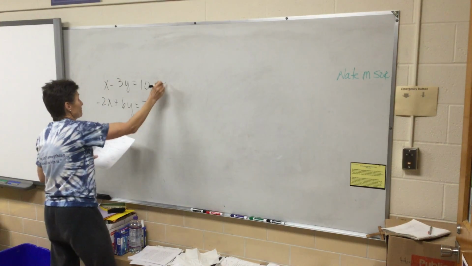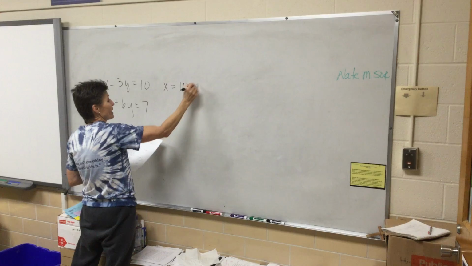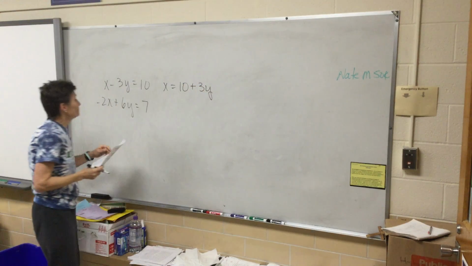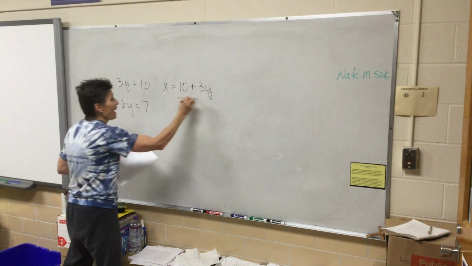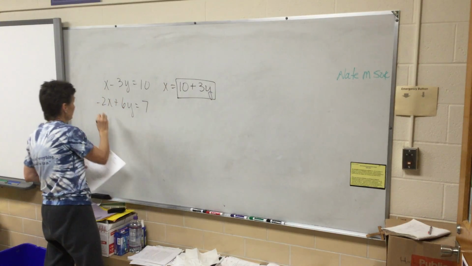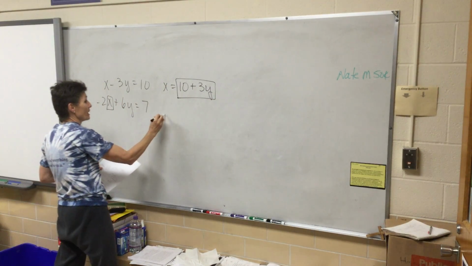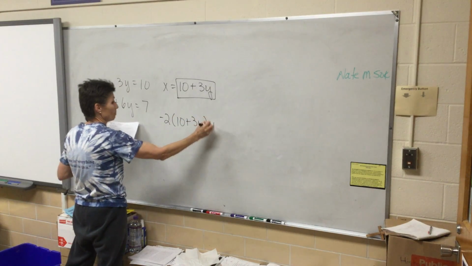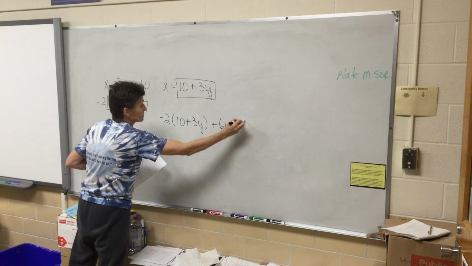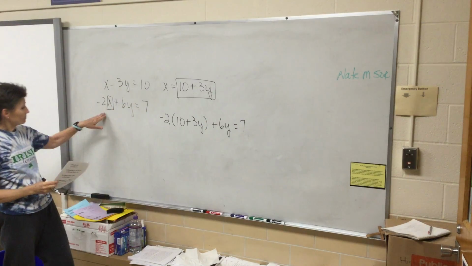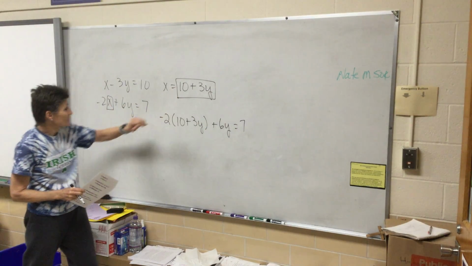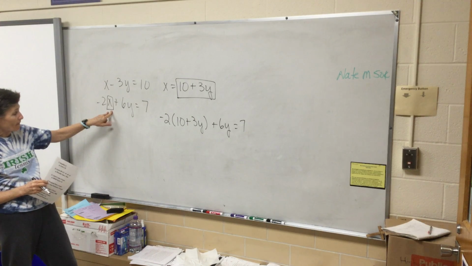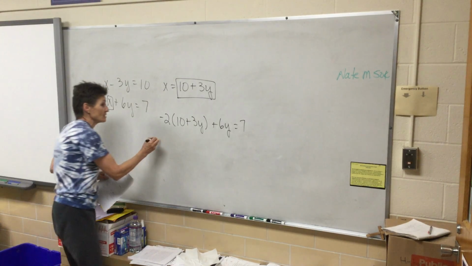All right, so you said add the 3y. So x equals 10 plus 3y. Mm-hmm. And then take that and plug it in for your x. So negative 2 times 10 plus 3y plus 6y equals 7. Is that okay? I put 10 plus 3y in for my x right here. Yeah. So now I can distribute.